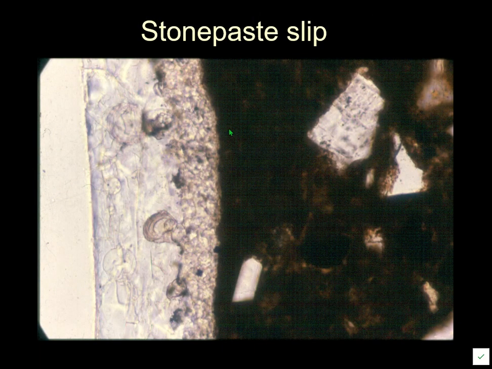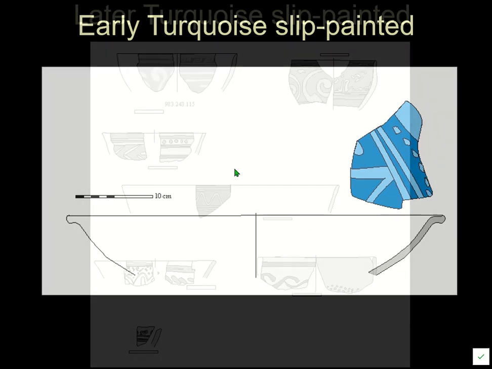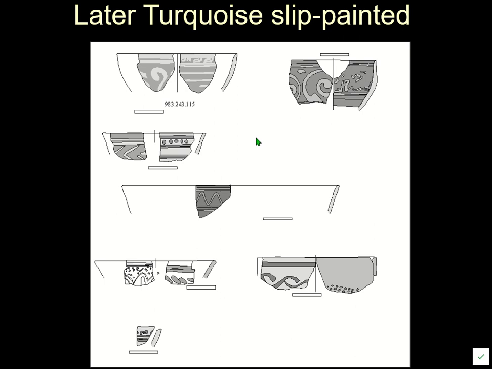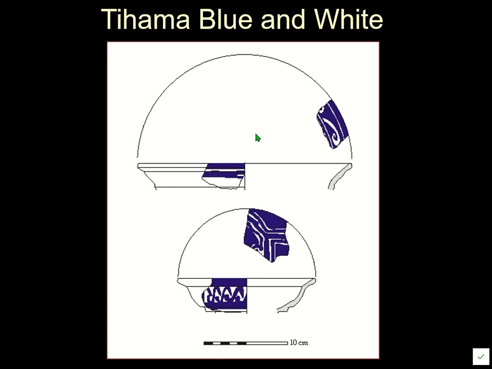And here you can see a thin section. Here is one of the stone paste slips with an alkali glaze over it. This is an early example of the technology. The form of this would actually suggest that this is 12th century, not 14th and 15th century. And here are some of the later ones, more related to blue and white in a way. And there is also actual blue and white.